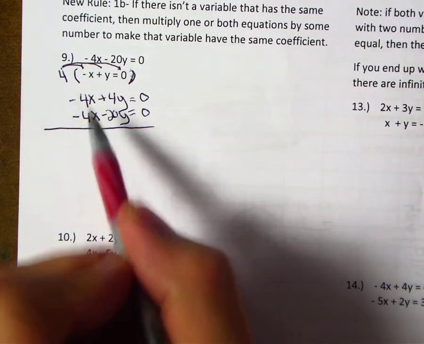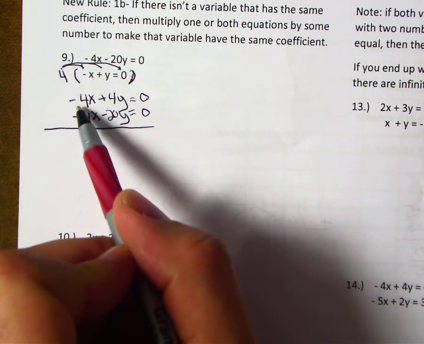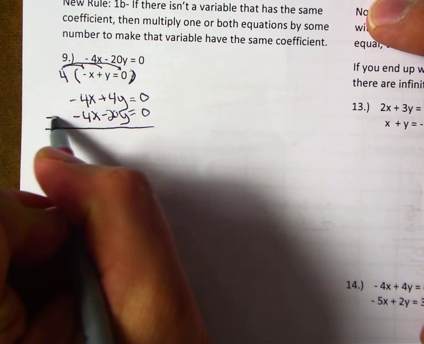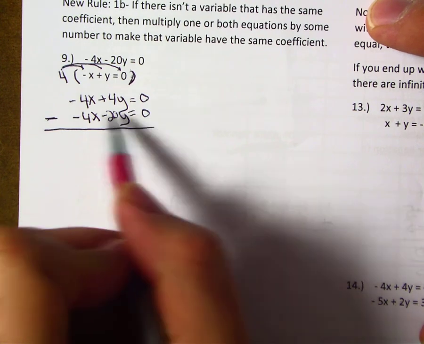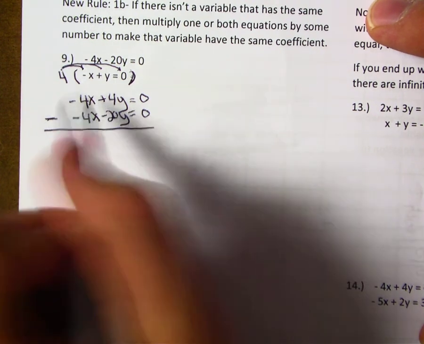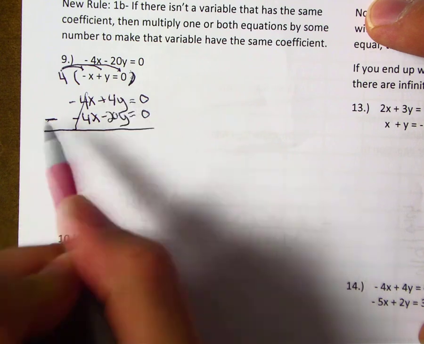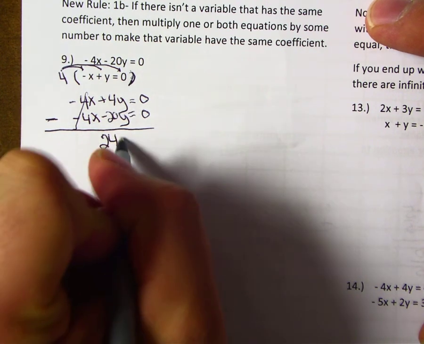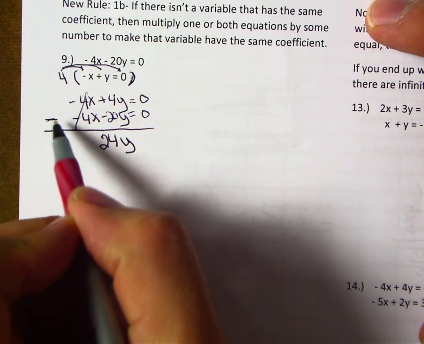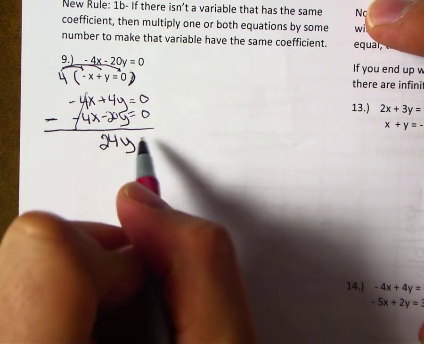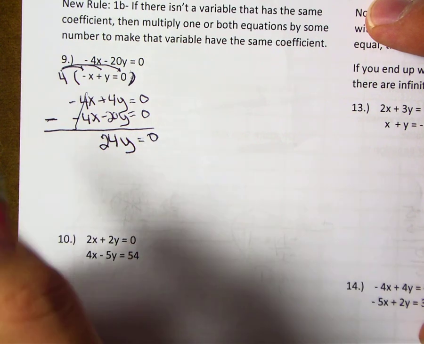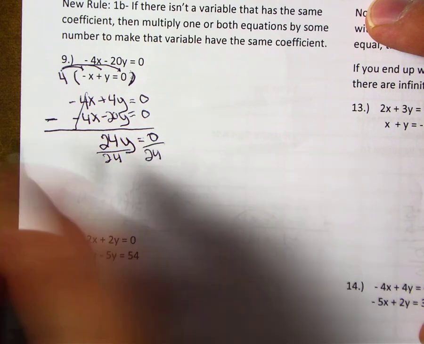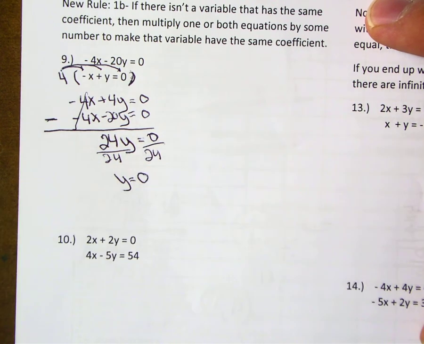Remember our rules. We have the x's are the same coefficient with 4, and they're the same sign. Same sign means we subtract, and you've got to subtract all 3 of these. So negative 4 minus negative 4 is 0. 4 minus negative 20 is actually 24y. 0 minus 0 equals 0. Divide both sides by 24, and we get y equals 0.